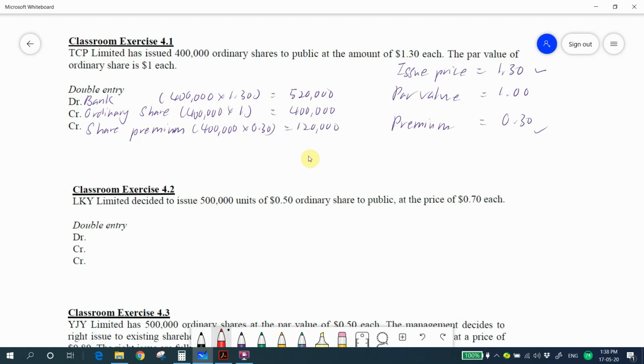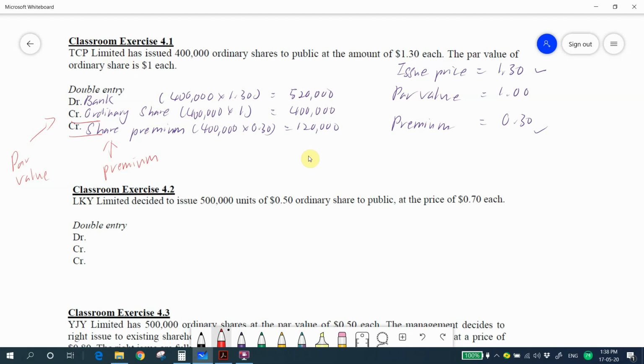And take note, for ordinary share, we only record the par value of the share that we issue. For share premium, we record the premium that we collect from the issuance of share. The ordinary share and share premium must be split accordingly when the company issues shares. So let's take a look at the next example.